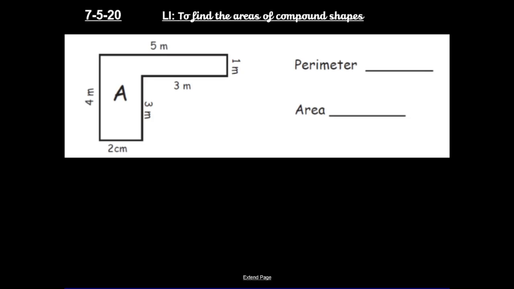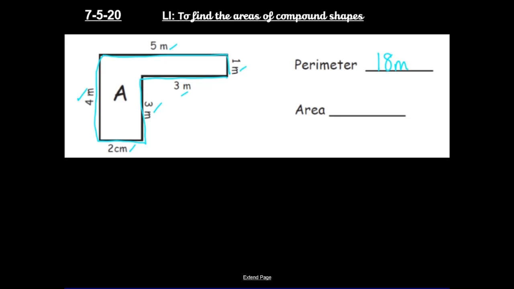Well, the perimeter is fairly straightforward. It is the distance around the outside edge. So I'm going to have to very simply add up all of these sides, going round here like so. Now, as you can see, this shape has got all of the sides already done for me. I don't have to do any maths to work out any missing sides. I can go straight into solving it. So 5 plus 1 is 6, plus 3 is 9, plus 3 is 12, plus 2 is 14, and plus 4 is 18. So the perimeter of this shape is 18 meters.